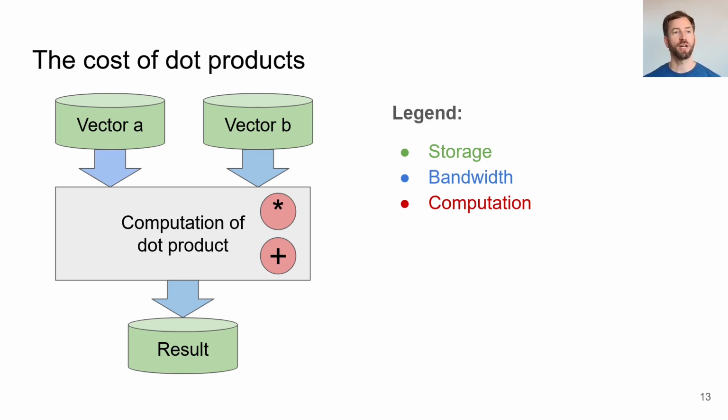So now let's have a look at the cost of dot products. You have to store your vector A and B in memory and transfer them to the compute engine in Cray, where the multiplication and addition happens. The result is then transferred back to memory. So let's first have a look at the requirements for storage and bandwidth.